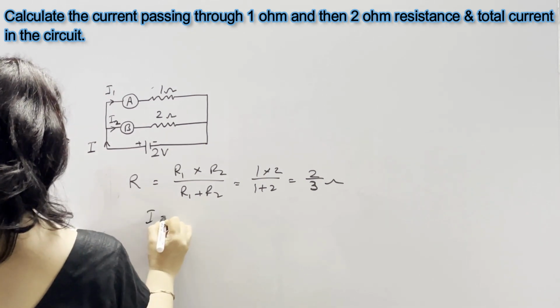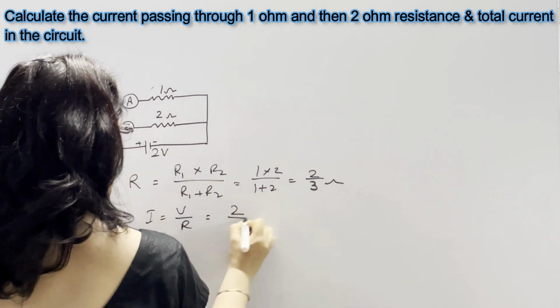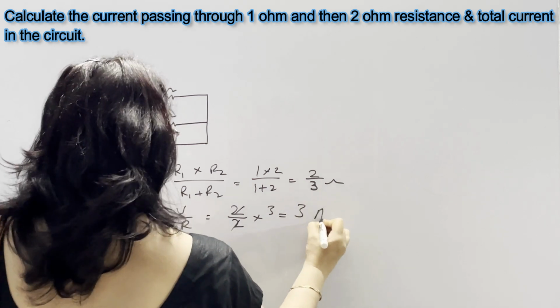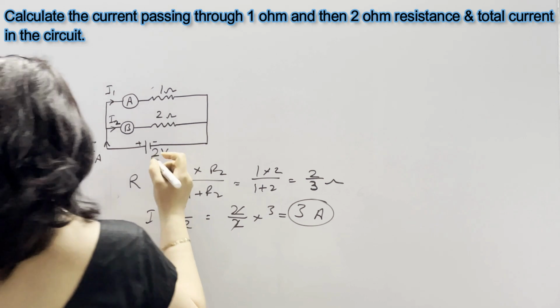Now current I is equal to V upon R. What is the value of V? It is 2, and then R is 2 upon 3. So it means total 3 ampere is the current. So the value of current is 3 ampere total in the circuit.